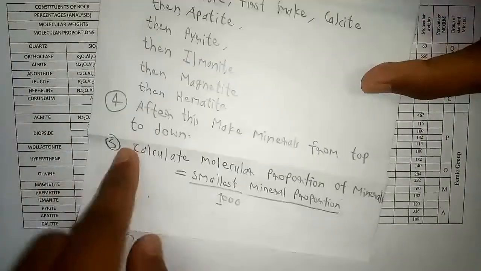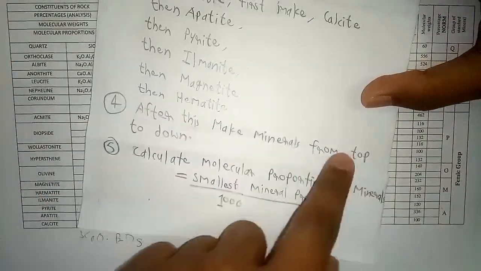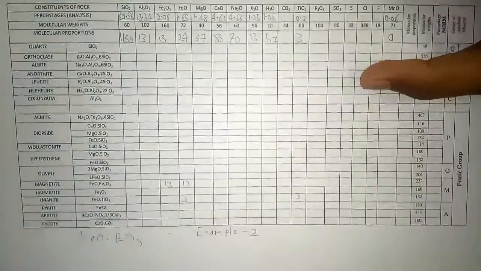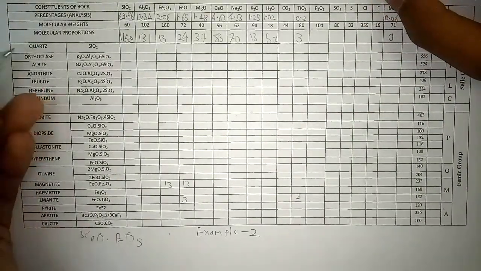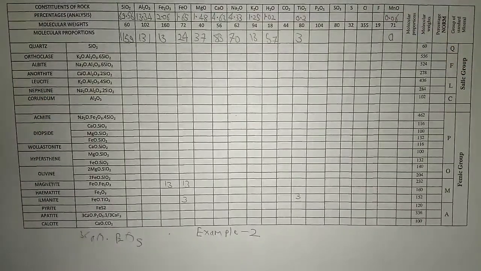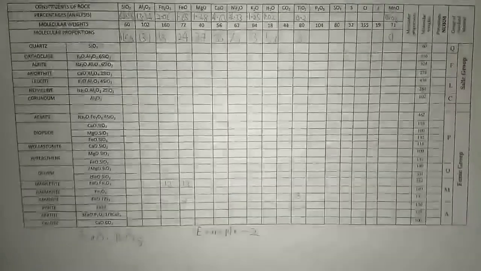After this, the fourth step is to make minerals from top to down. Means you now start making minerals from orthoclase till olivine, not quartz. Quartz you have to make at the last. Remember this thing, you have to make quartz always at the end.